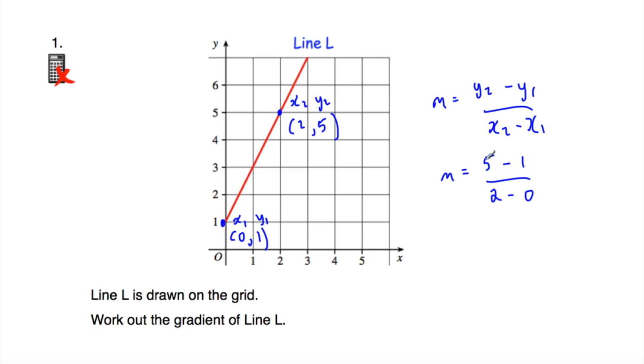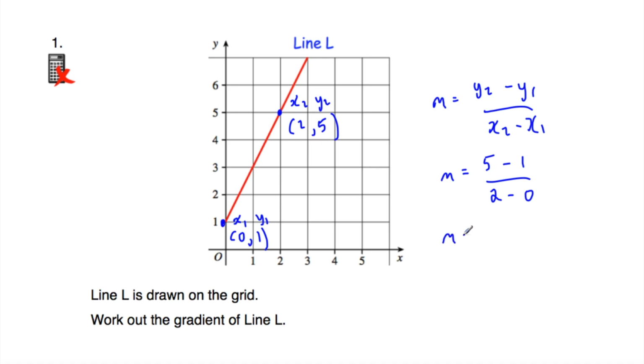Now, if you notice here, we're just doing 5 take away 1. That's the rise, how much we're going up, which is 4. And 2 take away 0, that's the run. It's 2. So we're doing the same thing as rise divided by run, but we're just using this formal formula for it.